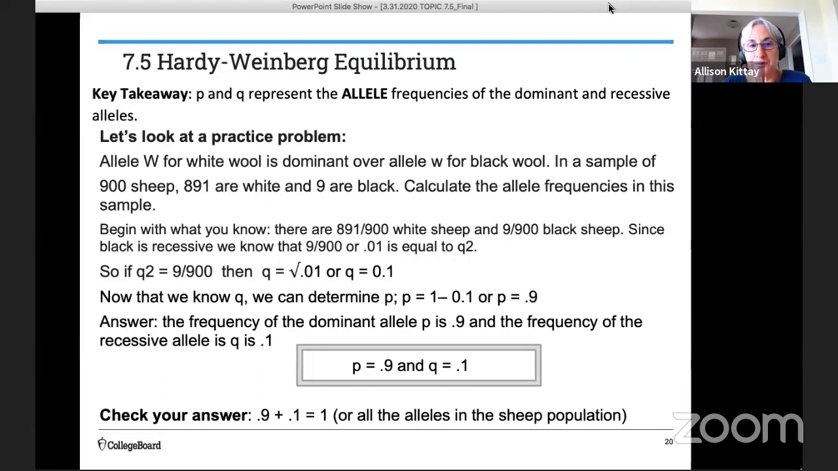So that's Q squared. So if Q squared is 9 out of 900, then Q has to be the square root of that, or the square root of 0.01. So Q equals 0.1. Now that we know Q, we can easily determine P because P equals 1 minus Q. So P is 0.9. So here's our answers. The frequency of the dominant allele P is 0.9, and the frequency of the recessive allele Q is 0.1. And again, you can check your answer by adding those together, and they equal 1, or all of the alleles in the sheep population.